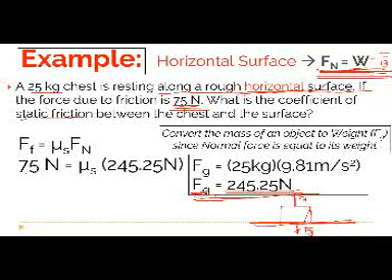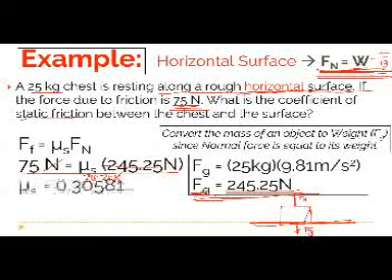245.25. So divide both sides by 245.25 Newtons. If we divide mu sub S times 245.25 by 245.25, that is equal to mu sub S. And then 75 Newtons divided by 245.25 Newtons, the Newtons cancel. So mu sub S is now equal to 0.3581 and so on.